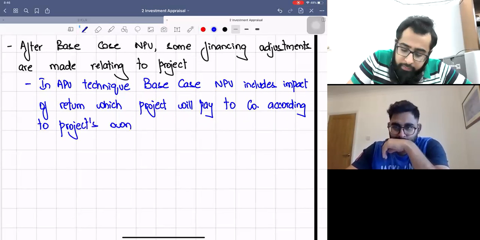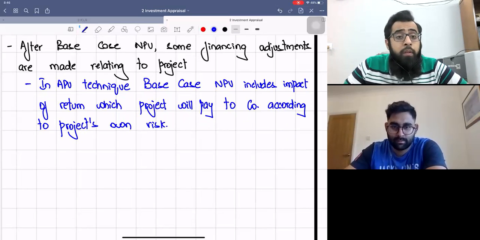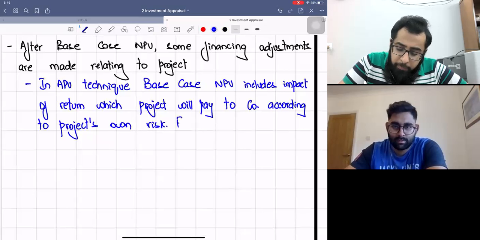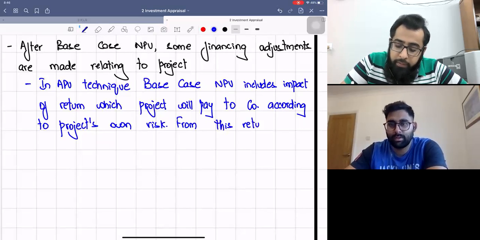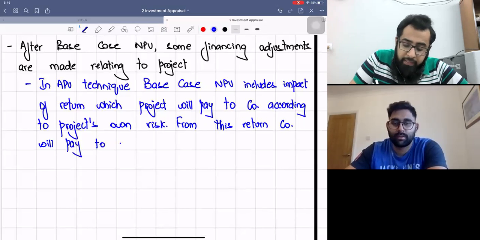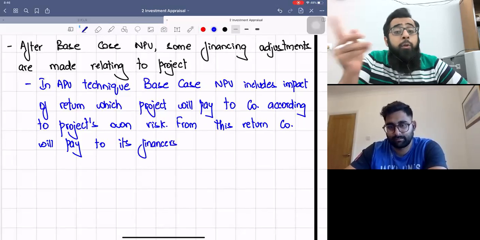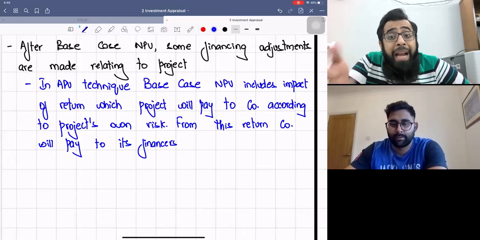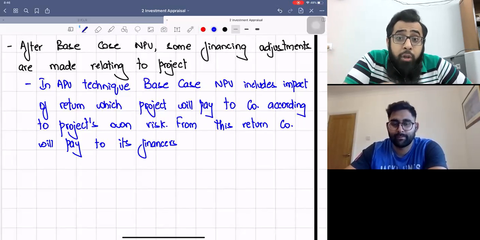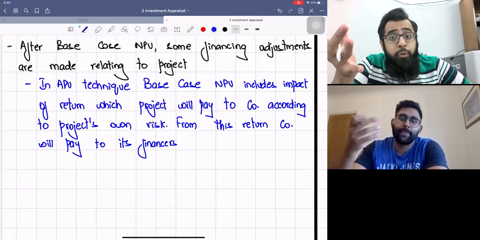Project's own risk. From this return, what will the company do? From this return, the company will pay to its financiers. Now, maybe the company has taken a loan from the financiers at a cheaper rate. Now, that is the goodwill of the company. That is not the goodwill of the project. That is the goodwill of the company, which the company, the head office, should earn.